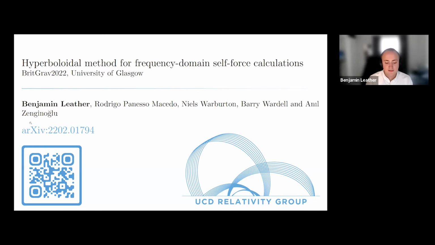What I'm here to present is a new alternative hyperboloidal method for frequency domain self-force calculations, and then implement this with a multi-domain spectral solver. So this was the subject of a recent release on the arXiv. You can find this preprint via the arXiv number shown or by scanning the QR code, which is on every slide. So let me briefly introduce you to this new approach.